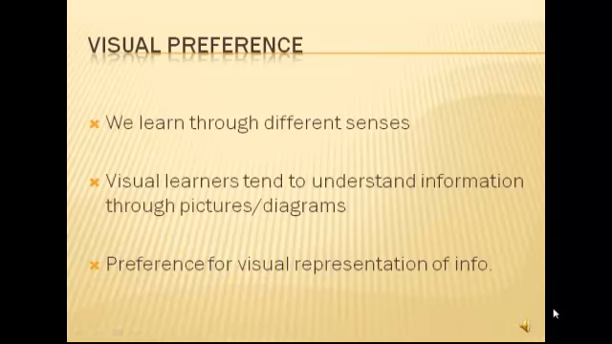Now, generally we learn through different senses: touch, taste, hearing, sight. Visual learners tend to understand information better through pictures, diagrams, any way in which information is represented visually. For instance, if a visual learner were to remember the content of a passage they read, they might actually see the page or the words themselves.